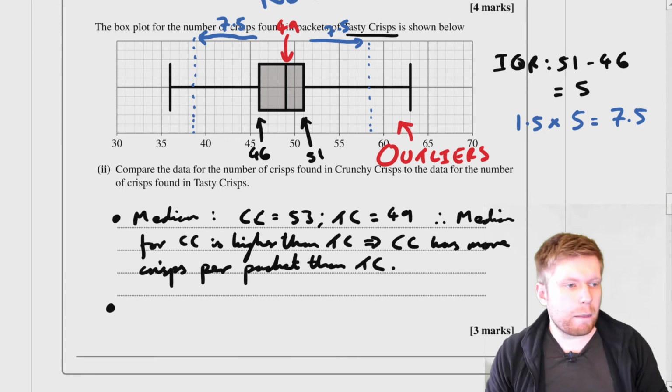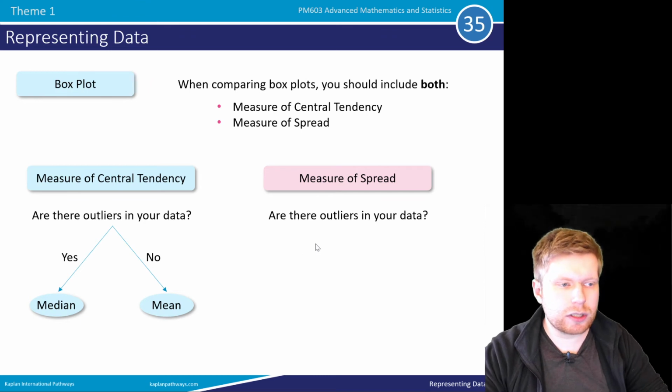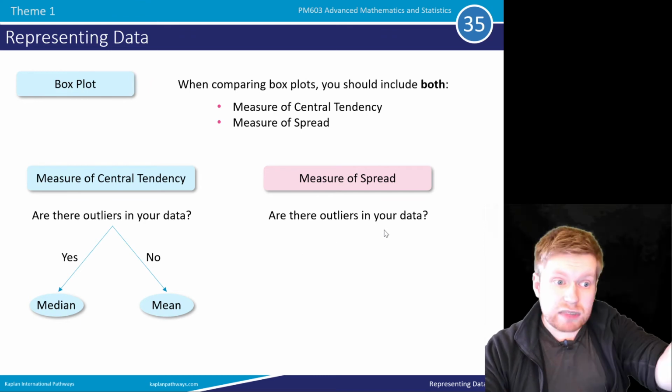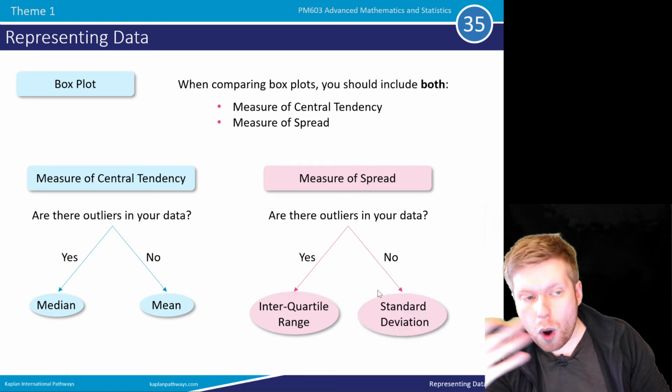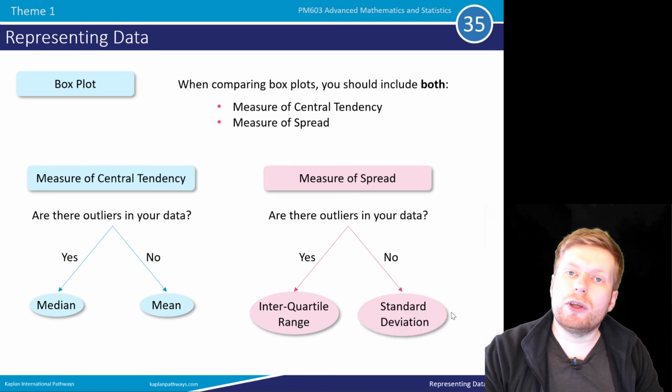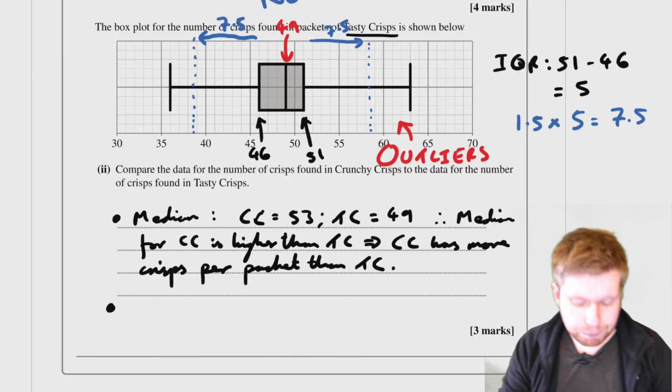I now need to compare a measure of spread. So if I come back to my decision tree to see what measure of spread I use, well, are there outliers in my data? Yes, there are. We've just established that. So therefore, I need to use the interquartile range. If there weren't any outliers in my data, then I could get away with using the standard deviation. Okay, so I'm going to use the interquartile range here.